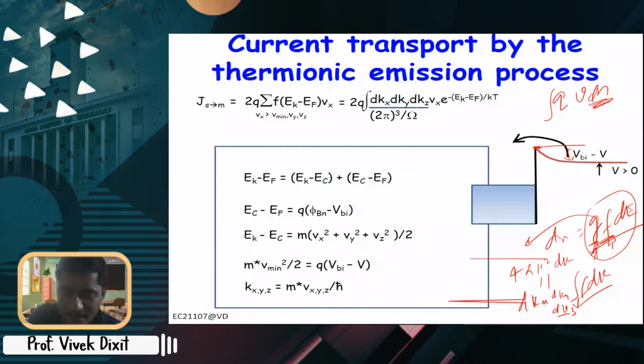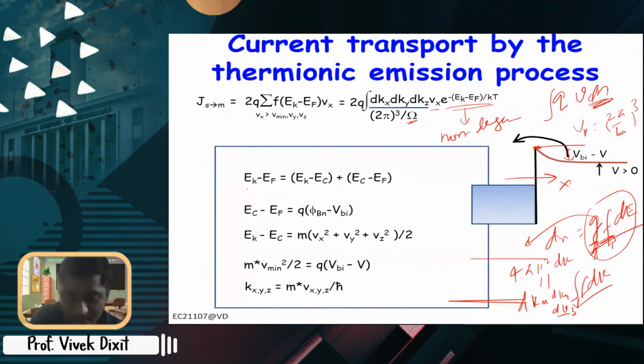Then dkx dky dkz divided by the volume of one cell. You can recall the volume of one state was 2 pi by L q, so 2 pi q by the volume of the material LQ. Then Vx, because this is in x direction, let's say this is x direction. Now F, we are assuming it to be a non-degenerate semiconductor, so the Fermi function can be written simply as exponential EF minus E by KT.